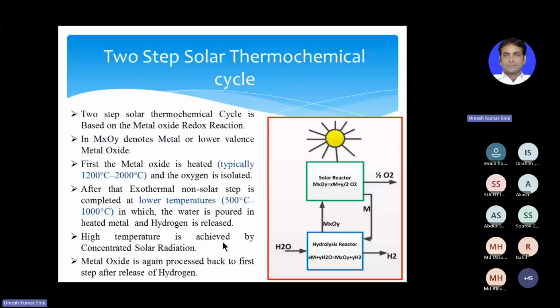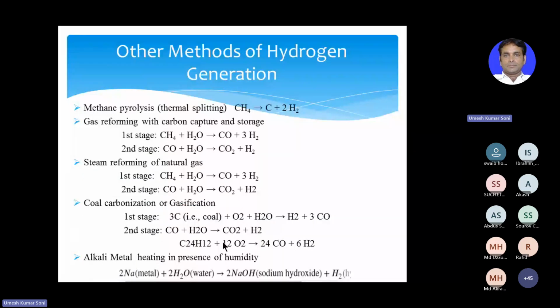We have several other methods of hydrogen generation also. We have the methane pyrolysis and thermal splitting. We can see here that when we heat the methane, it is converted into two parts, that is carbon and hydrogen. So in this way we get the hydrogen.